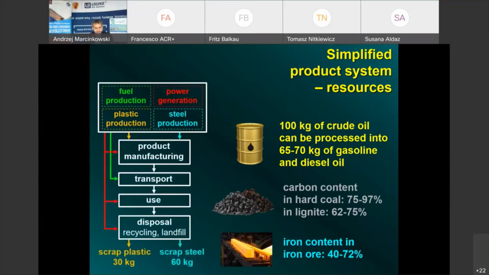And now, considering some sample product with a very simplified chart like this, the product is going to be constructed of 30 kilograms of plastics and 60 kilograms of steel. So in this case, thanks to information hidden in databases, we know that we will need not 60 kilograms of iron ore, but around 100 kilograms, and the respective amounts of coal and crude oil.